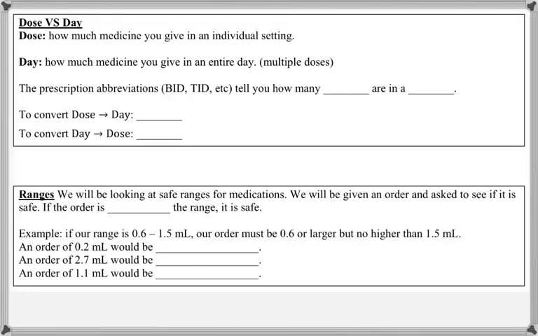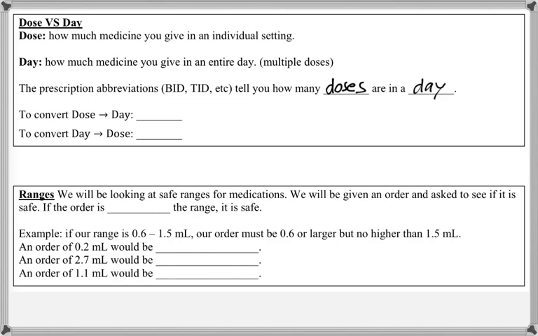As we continue through this chapter, there's a couple different things we need to talk about, and that is dose versus day, as well as ranges. So a dose is how much medicine you give in an individual setting, and day is how much medicine you give for an entire day. So one day has multiple doses, and the prescription abbreviations which we looked at, the BID, TID, and the other ones, those tell you how many doses are in a day.